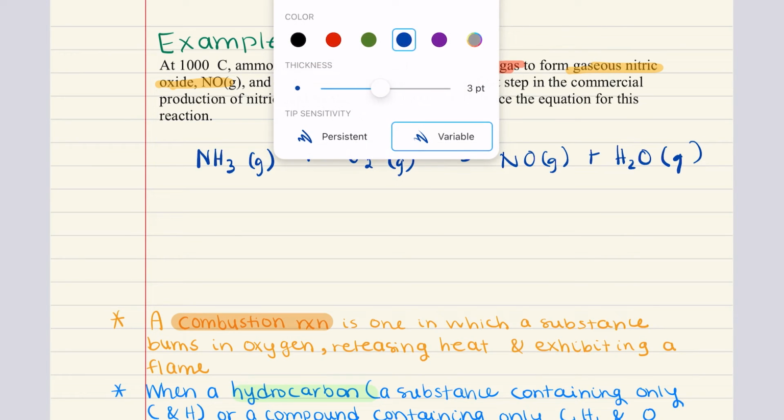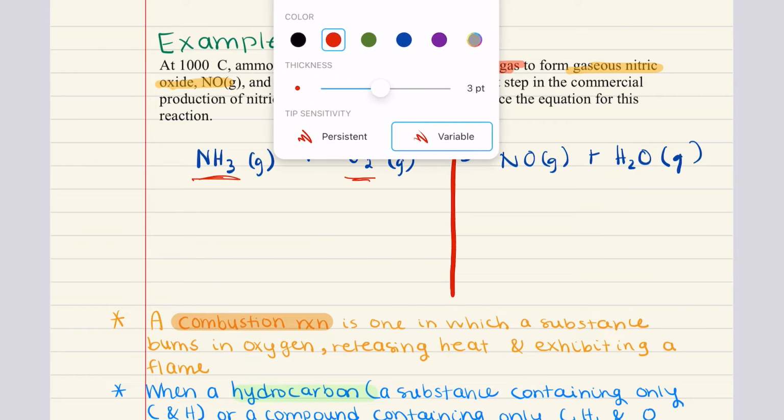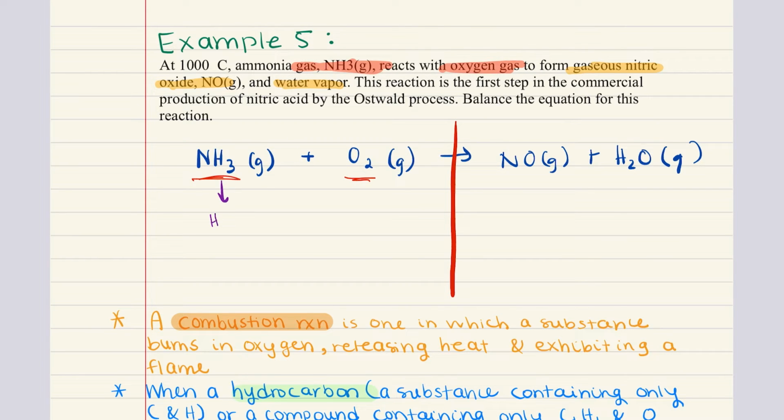Now we can move on to step 3, where we want to balance 1 atom at a time, starting with the substance that has the most elements present. Now, since we see that oxygen is an element by itself on the reactant side, we're going to actually begin with NH3 instead. All right, so we're going to start off with NH3, and we're going to work with the hydrogen atom first. Okay, so on the reactant side, we have 3 hydrogens. On the product side, we have 2 hydrogens.